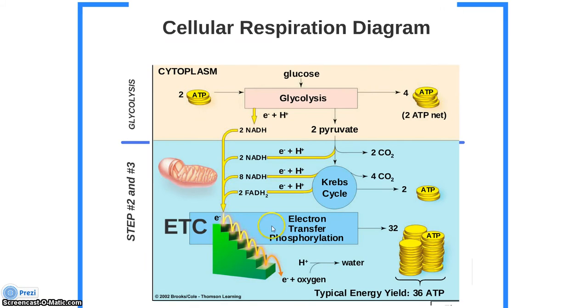If you look at the diagram, we are in the cytoplasm. We're in the process of glycolysis. It is boxed. Our glucose is going to be broken down into 2 pyruvates. We needed 2 ATPs to get us started. We end with a net gain of 2 ATPs and some NADHs. We're next moving on to step 2 and to step 3.